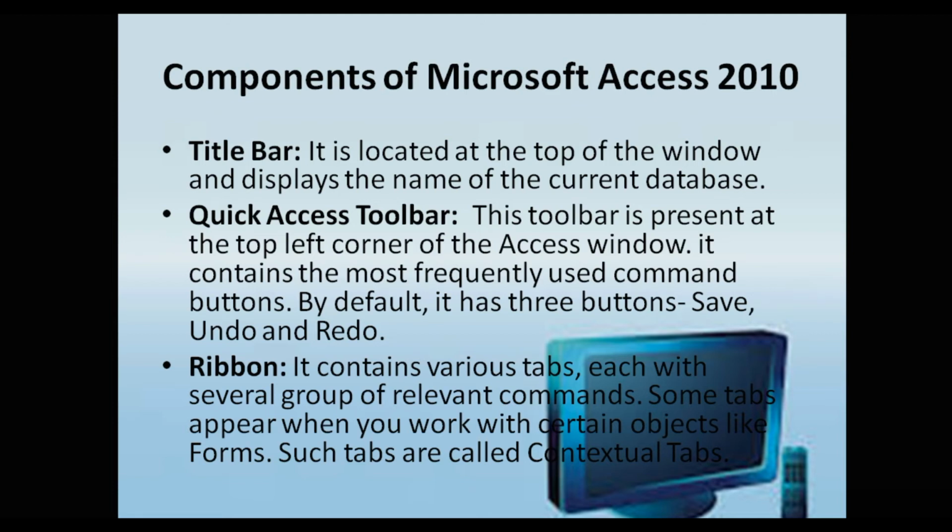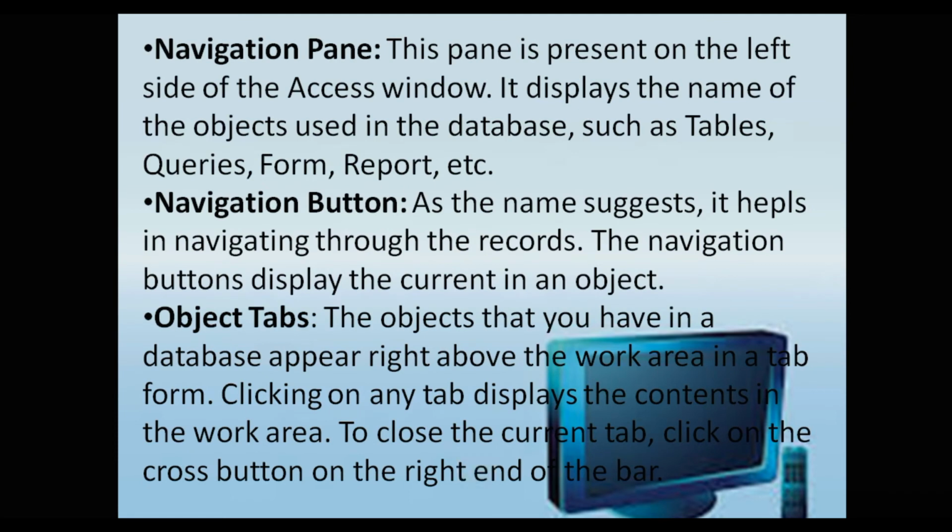What is there? Quick access toolbar. The three most commonly used actions are there. What are they? Save, undo and redo. Similarly, the ribbon has all the tabs in which several groups of relevant commands are present. Like, I have opened an insert option, then I can see clip art and some other pictures options present on the ribbon.